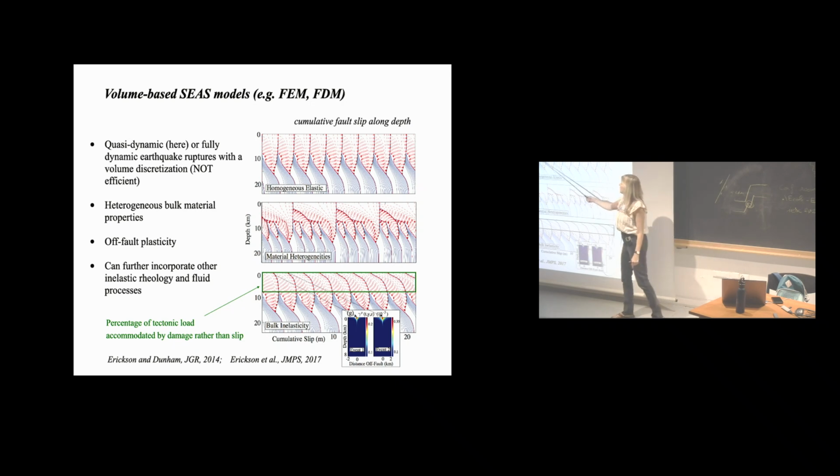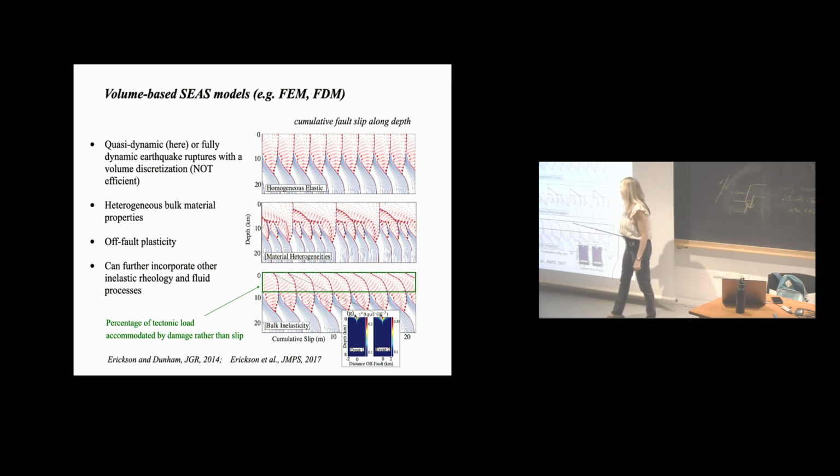For example, earthquake sequences within a homogeneous elastic medium versus a sedimentary basin, where you have a basin depth of 8 kilometers. You see smaller earthquakes that nucleate and can't penetrate up through the basin, and then they're followed by surface rupturing events. We also looked at bulk inelasticity, and I'll talk more about this later, but with bulk inelasticity, you see a percentage of the tectonic load accommodated by damage rather than discrete fault slip.